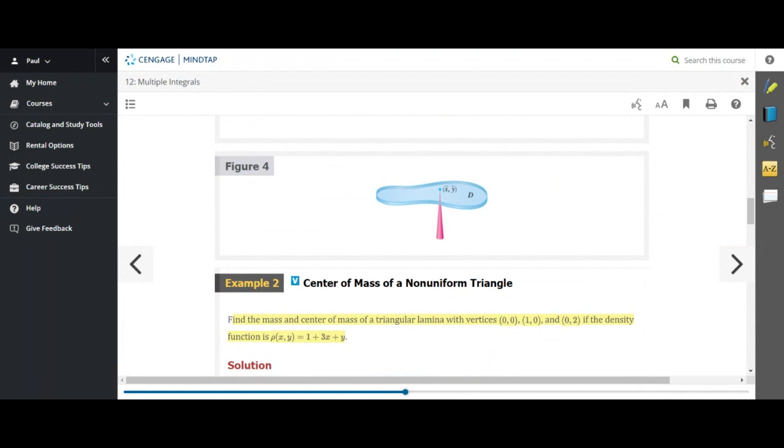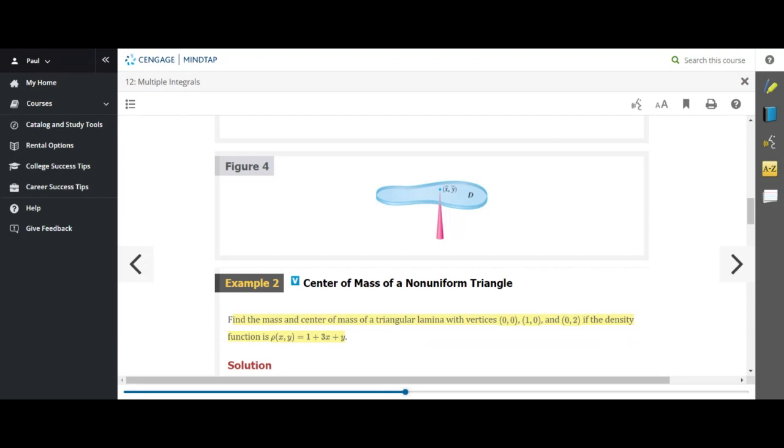Now, what's going to affect how the lamina balances on the point? Well, the density is going to affect where the center of mass is, because if one side of the lamina is heavier than the other side, that's going to affect where the balance point is, where the center of mass is. But in addition to where the heaviness or lightness is in the lamina, you also have to think about how far away that heaviness or lightness is.